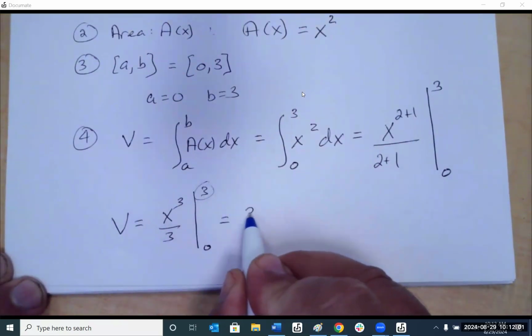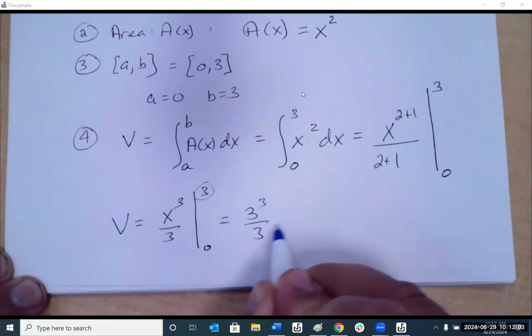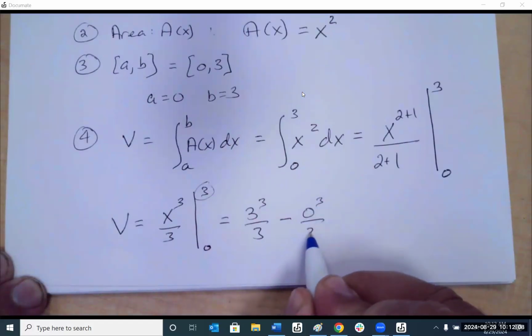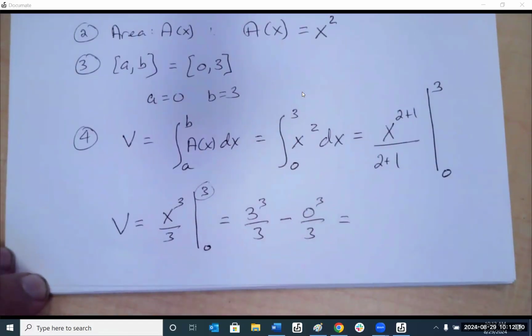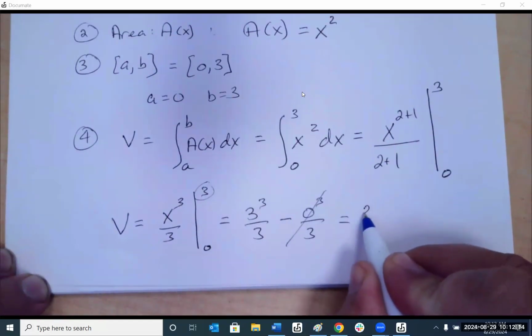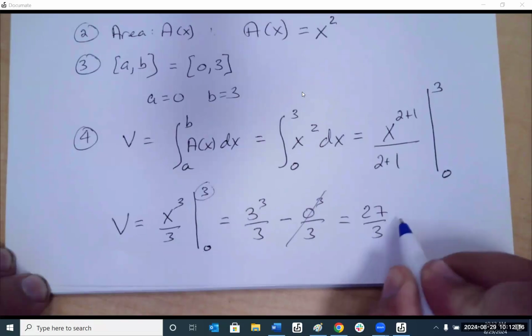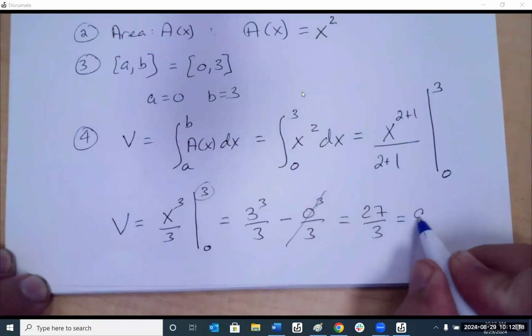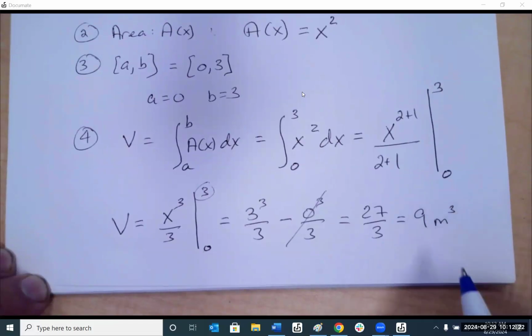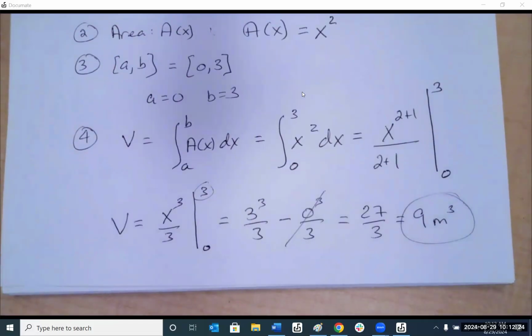So we start with the top one. We have 3 cubed over 3 minus 0 cubed over 3. That's 0. So we have 27 over 3, which is 9. And since they're meters and it's a volume, our answer is 9 meters cubed.